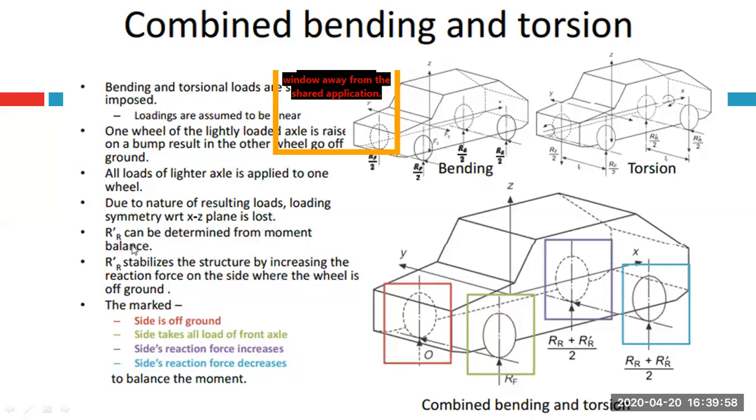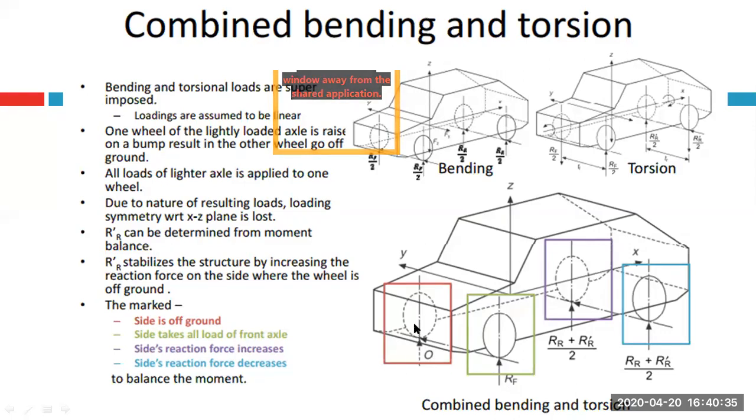Then you can find out R dash R by having some equations for the moment balancing. And R dash R is the force which is going to stabilize the structure by increasing the reaction force. If you see this particular vehicle, you can see all the different tires at the different points of contact. On the front left hand side tire, the reaction is RF, that is the reaction on the front axle.